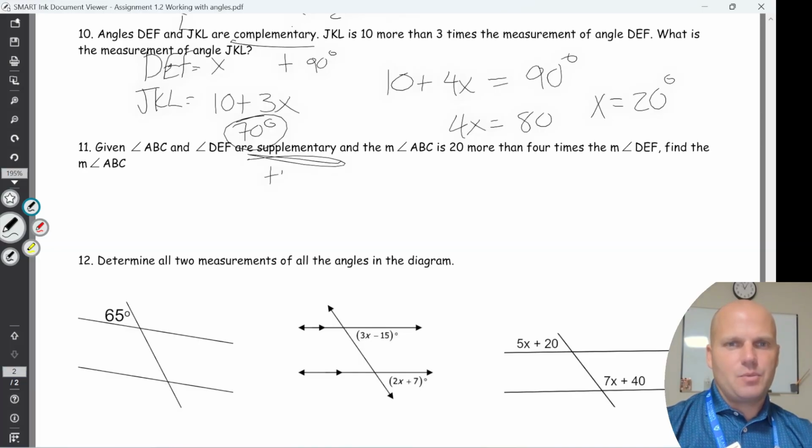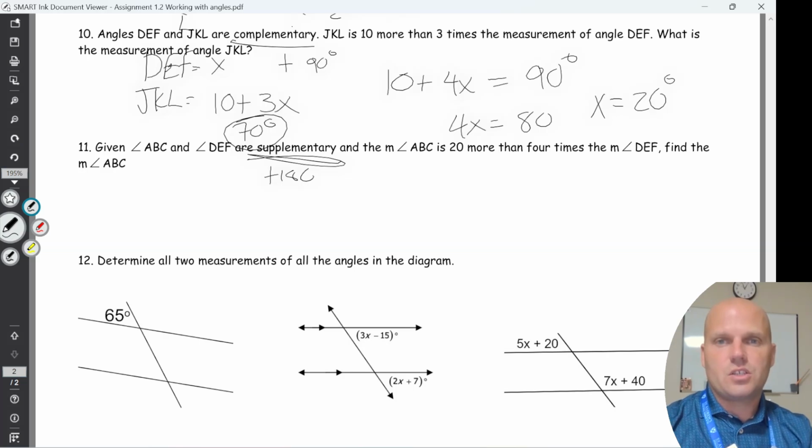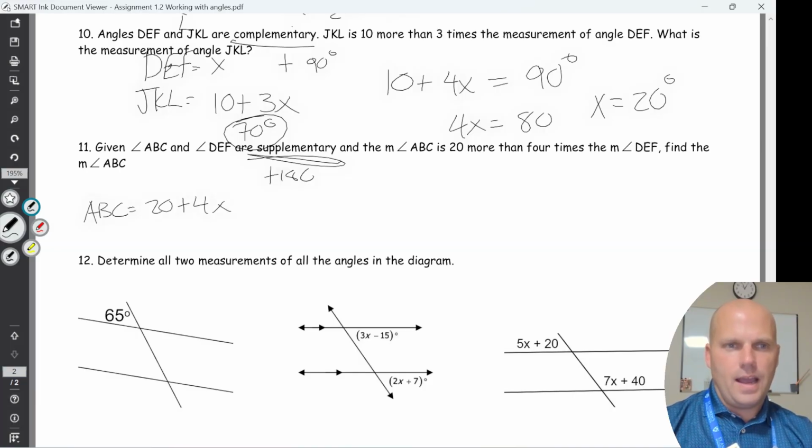Supplementary means they add up to 180. Question number 11 says, given angle ABC and angle DEF are supplementary, and the measurement of ABC is 20 more than 4 times the measurement of DEF. So ABC is 20 plus 4x. DEF, I'm going to label as x.